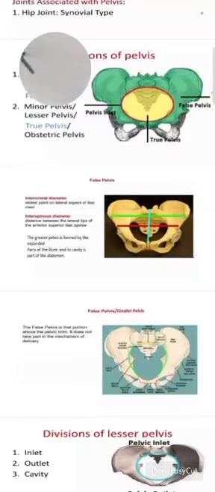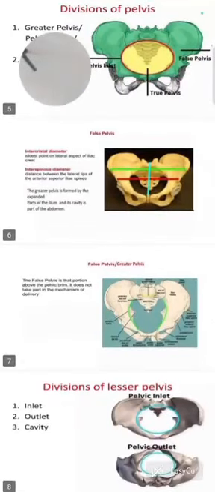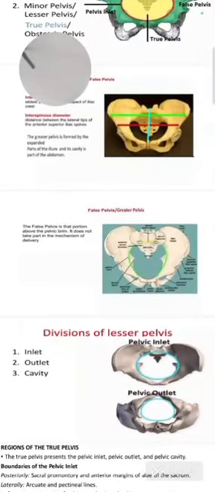For the true pelvis, the diameter is very much less when compared to the greater pelvis. That's why it is termed the greater pelvis. The greater pelvis is formed by the expanded part of the ilium as well as its cavity in the part of the abdomen. You can see in the picture the diameter between the iliac crests. Next, the false pelvis is that portion just above the pelvic brim. It does not take part in the mechanism of delivery. That's why it is termed the false pelvis.